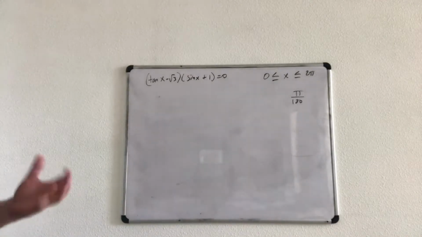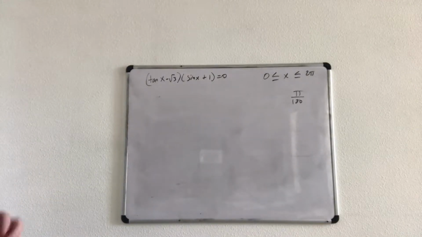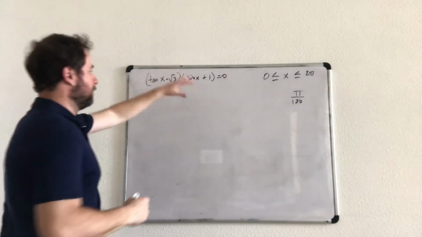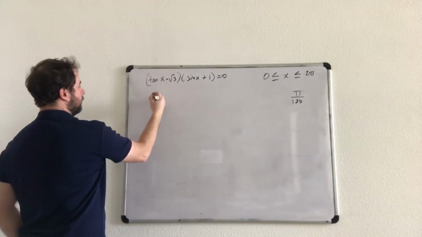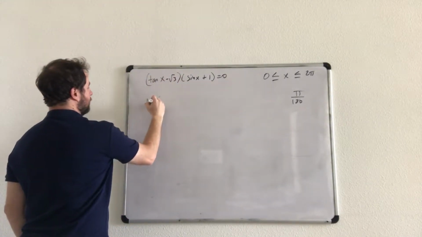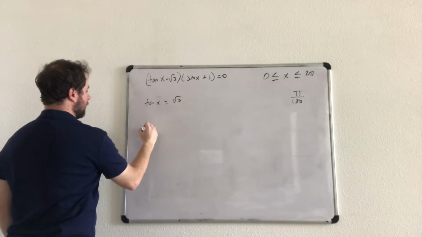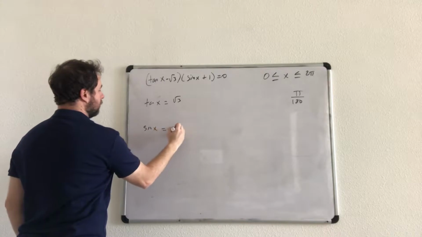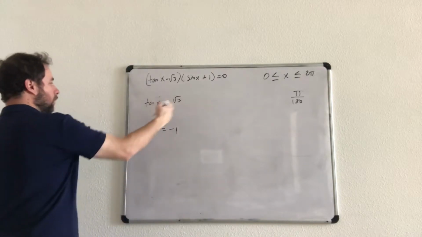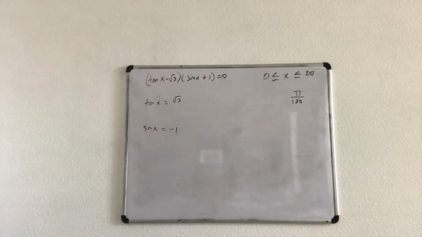Here's another problem, a couple interesting things to look at here. Not too difficult. They actually set the problem up where you get to go ahead and solve for it. So in this one, you'd have tan x equals root 3. And in this one, you'd have sine x equals negative 1. So the question is, when is tan x root 3? And when is sine x negative 1?